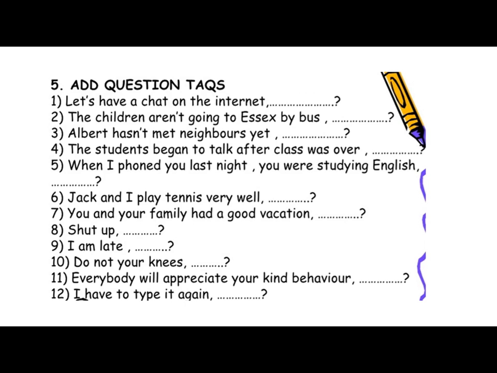Fifth exercise, add question tags. Let's have a chat on the internet. The children aren't going by bus. Albert hasn't met any neighbors yet. The students began to talk after class was over. When I phoned you last night, you were studying English. Jack and I play tennis very well. You and your family had a good vacation.